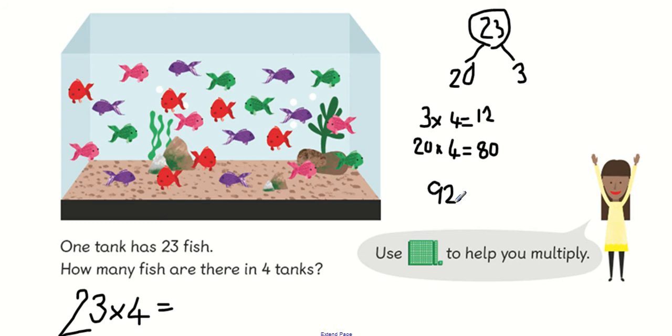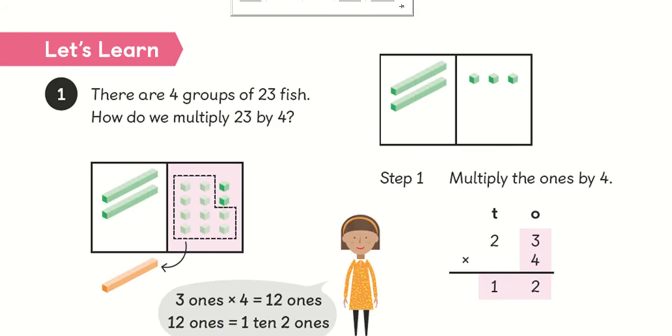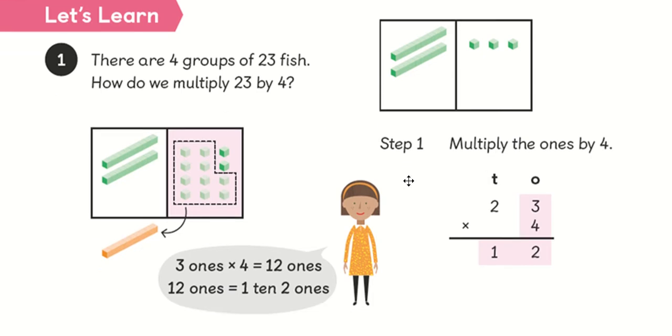Let's take a little look then at the different methods that they have used. Okay, so helpfully here we have got some base 10 to help us. We've got 20, 2 tens, and 3 ones. There are 4 groups of 23 fish. How do we multiply 23 by 4? So just like yesterday, step 1, multiply the ones by 4. And they are using here our column method. Okay, so we've got 4 times 3 and we get 12.